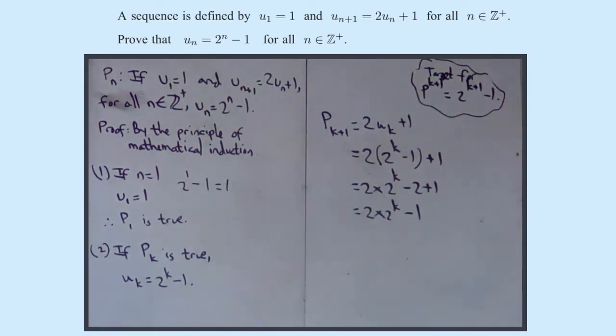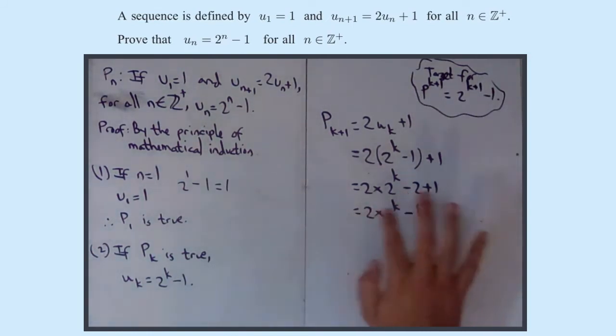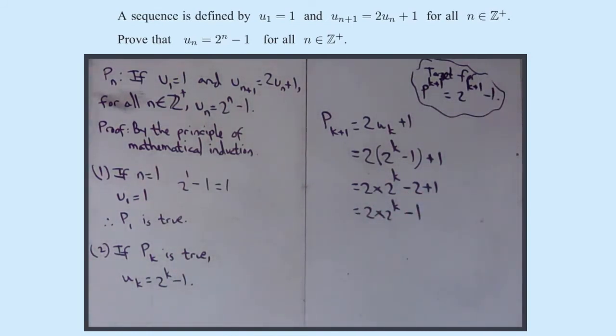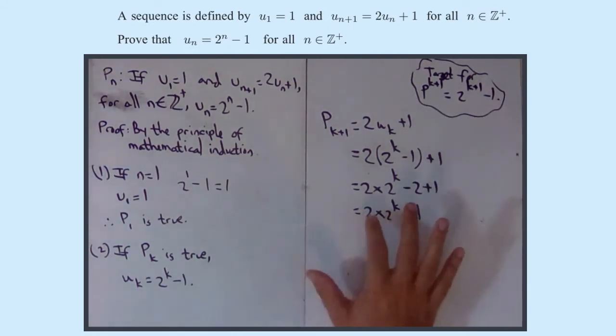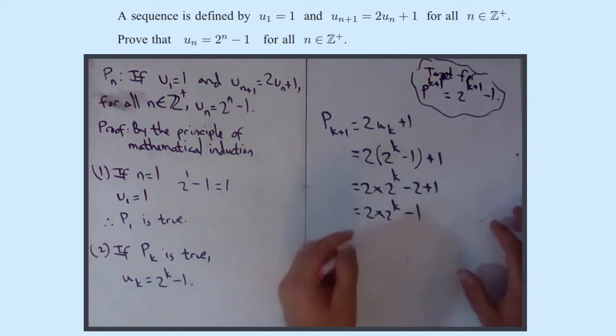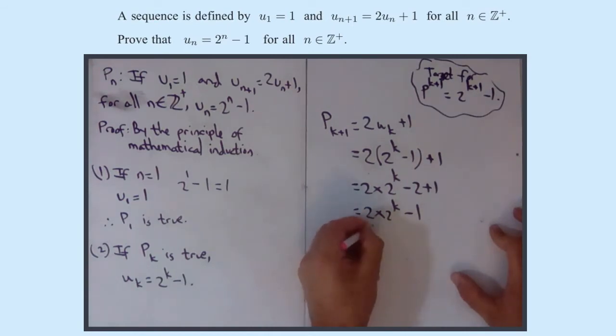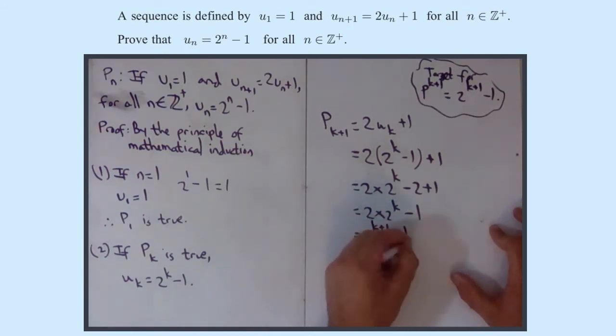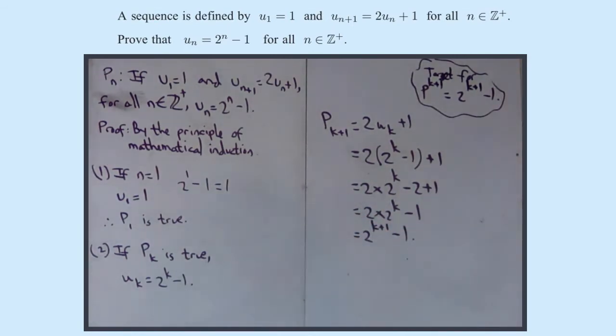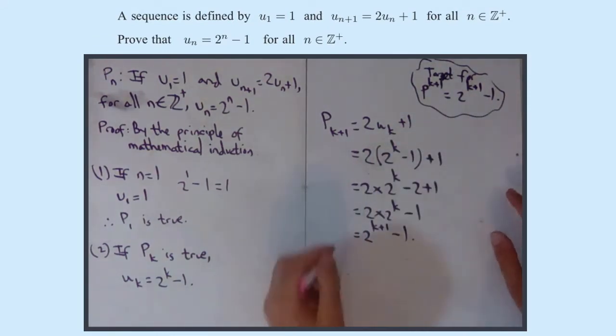Now, remember, I keep saying this, in HL maths, you will see this all the time. 2 times 2 to the k is 2 to the 1 times 2 to the k. And your basic index laws say this is 2 to the k plus 1, which is what we want, equals 2 to the power k plus 1 minus 1. And that's enough. We can stop there. And now we can conclude the proof. We've got our expression for Pk+1, and we've shown that it's exactly what the target was. So that shows that it's true whenever Pk is true.